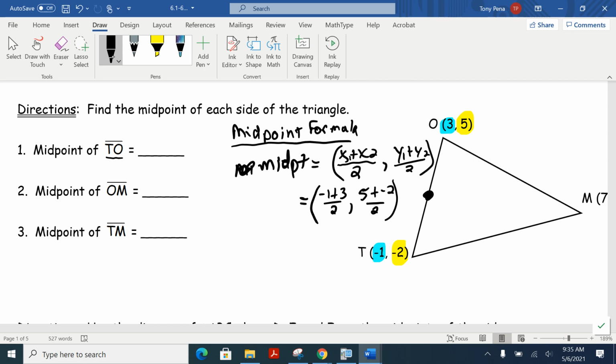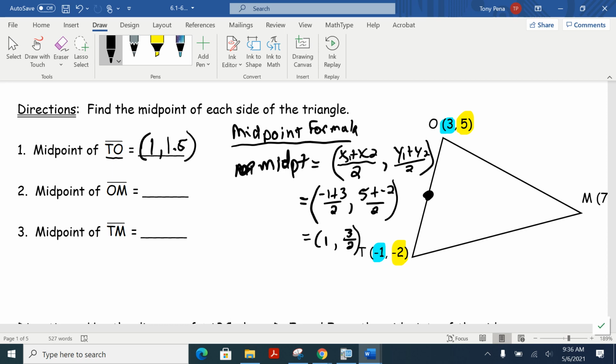So when we do that, midpoint of TO, this should be 2 divided by 2. So that would have given us a 1. 5 plus a -2 would give us 3 divided by 2. So you can leave that as a fraction. If you write it as 3/2, that's totally fine. A lot of people like the decimals. They tend to make a little more sense anyway in terms of if it's reasonable. Or you can do that as 1.5. That was our midpoint formula.